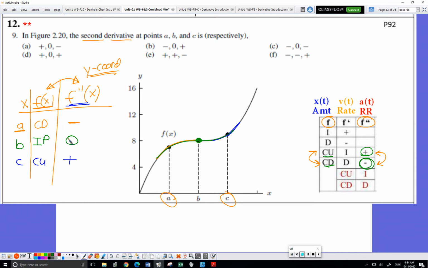So, the correct answer is B. The second derivative at x-coordinates of a, b, and c would have these values as the y-coordinates on F double prime. Question?